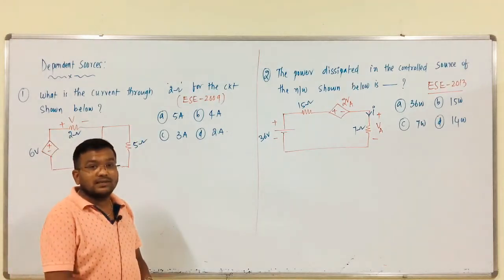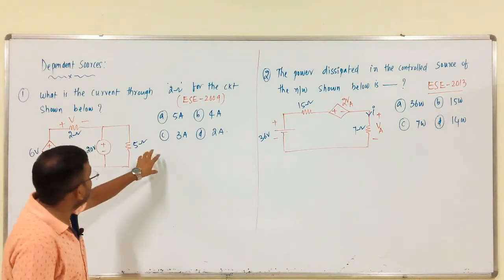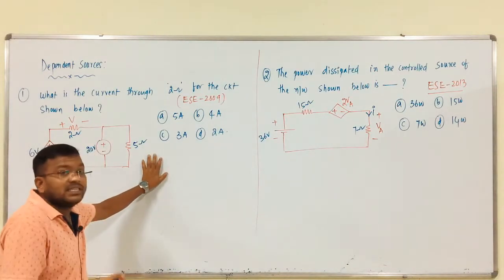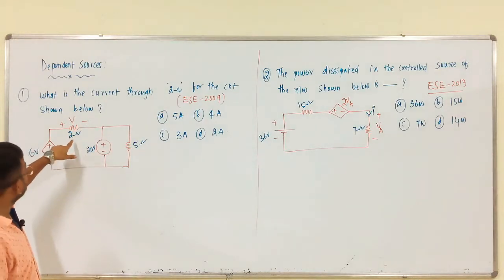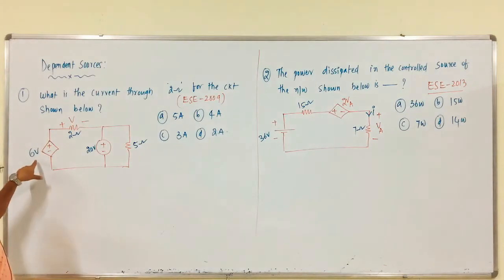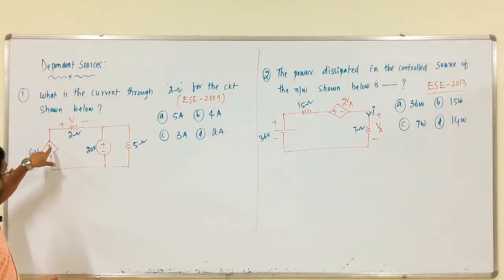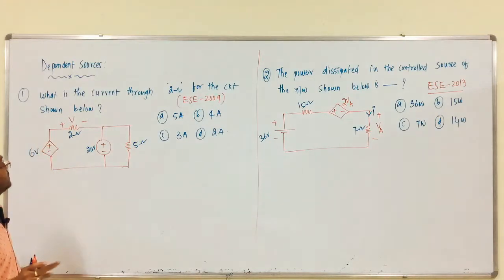Next we have to discuss the problems based on dependent sources. This is the problem which was asked in ESE 2009. From this circuit we have to calculate the current through this 2 ohm branch. This is the voltage control, with plus and minus, that is a voltage control voltage source.